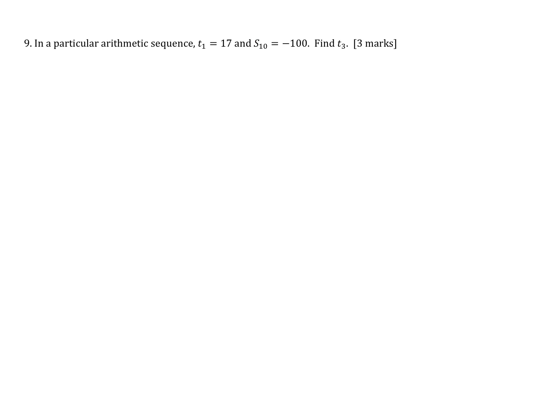Okay, second last question. In a particular arithmetic sequence, term 1 is 17 and the sum of the first 10 terms is negative 100. I've got to find term 3, but we'll leave that on pause, we just need to find out about this sequence. It would be good to know the common difference. All I know is that sum to 10 is negative 100, so let's think about the sum formula.